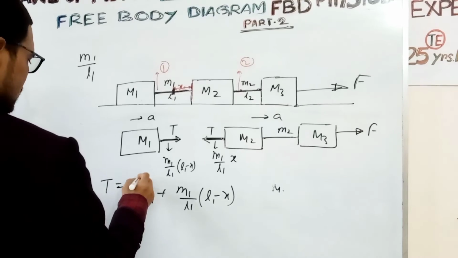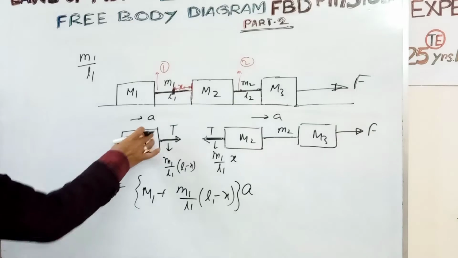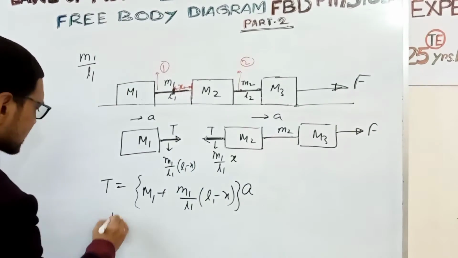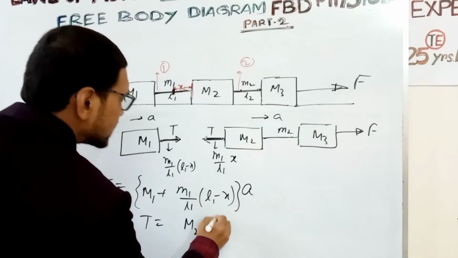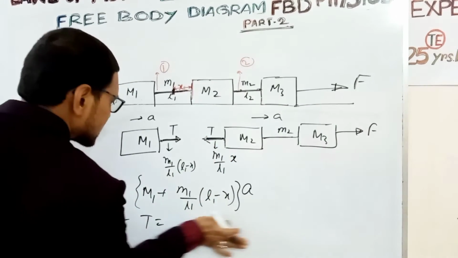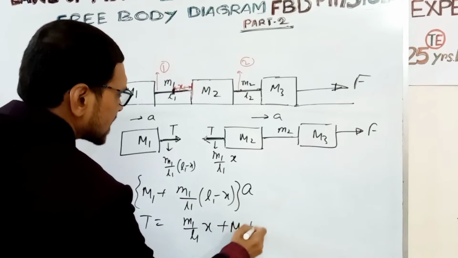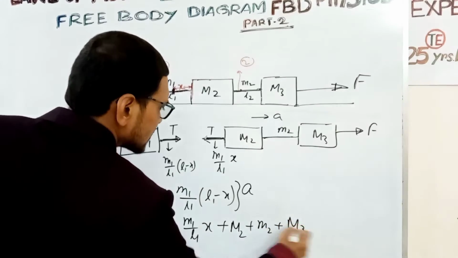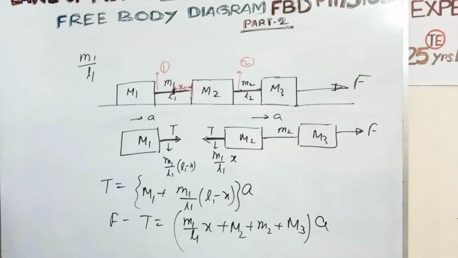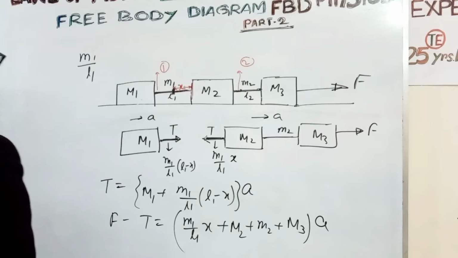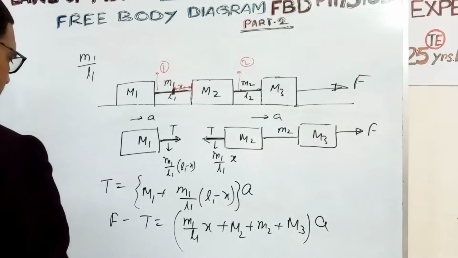T equal to ma. So this is the equation of this part, and this is the equation of this part. F minus T equal to m2 plus the mass of this part, that is m1 by l1 into x, plus m2 plus m2 small, equal to m into a. So if you add, then we get this.